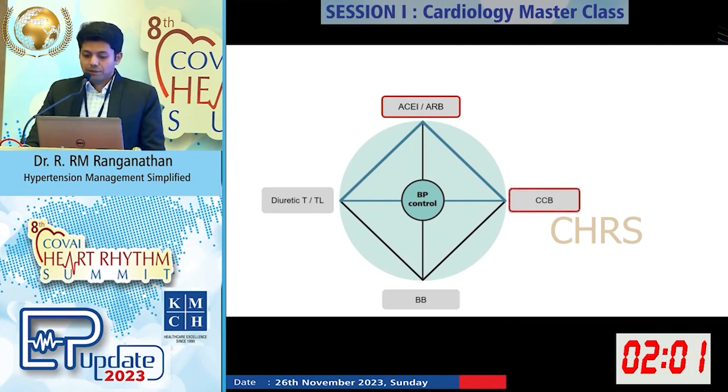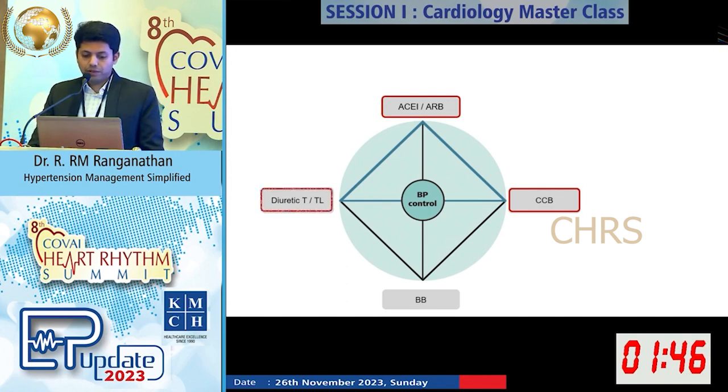CCBs, talking about the dihydropyridine calcium channel blockers like amlodipine, benidipine, and azilnidipine, extremely safe, well tolerated, can use in any group of patients. They have no specific contraindications.